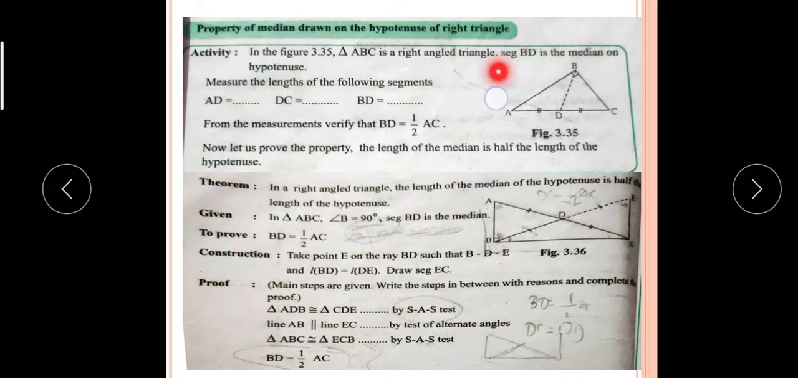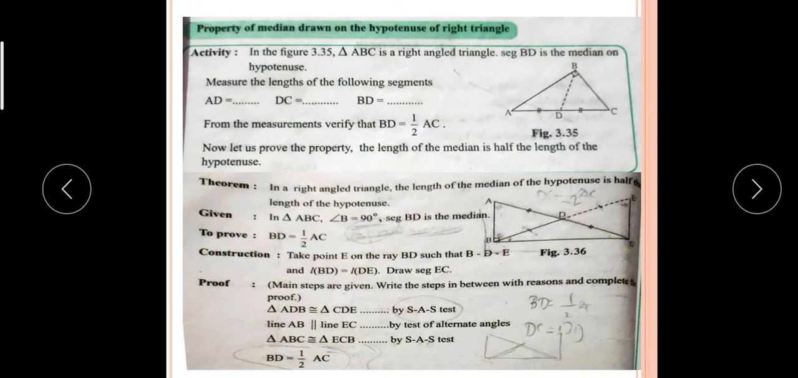So you have to draw this. After drawing, take any measurement of a right angle triangle, draw it and draw the median, meaning join the midpoint of the hypotenuse with the right angle vertex, and measure. According to the measurement, you will observe that BD is half of AC. Now this is just for the activity, but we have to prove it.